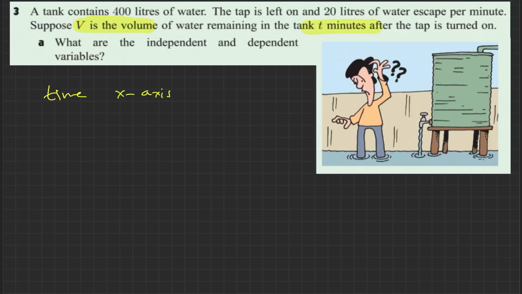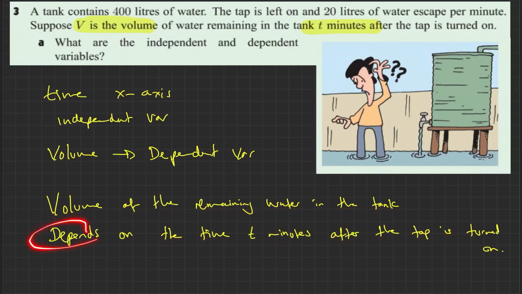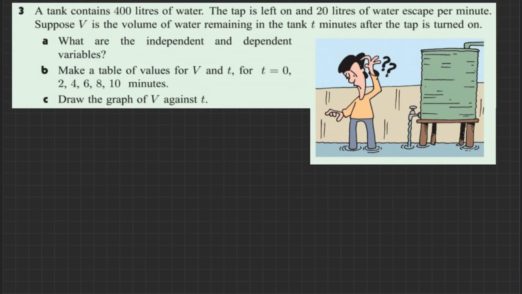Now remember, time is usually on the x-axis, which is our independent variable, which leaves us with the volume as the dependent variable. So the volume of the remaining water in the tank depends on the time t minutes after the tap is turned on. Part B and Part C, make a table of values for V and T for T is equal to 0, 2, 4, 6, 8 and 10 minutes.